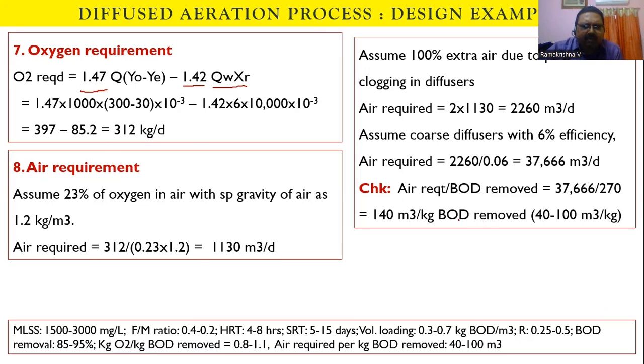So air required, we are going to calculate from this. Once we calculate the amount of air required, and assuming 100% extra air due to probable clogging in the diffusers, the 1130 is the air required, and then you're taking 100% allowance, it comes out to 2260. The core diffusers we are assuming with a 6% efficiency, and then air required with respect to that 6% efficiency is 37,606 meter cube per day.